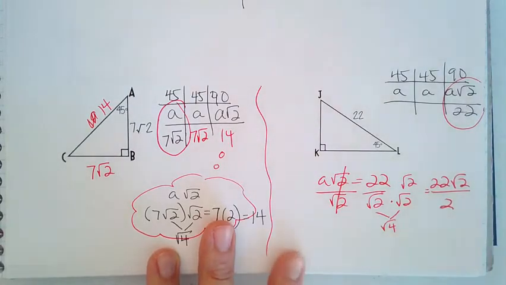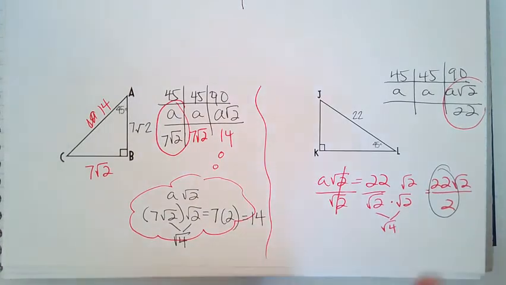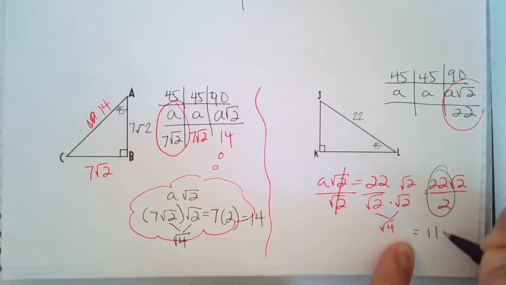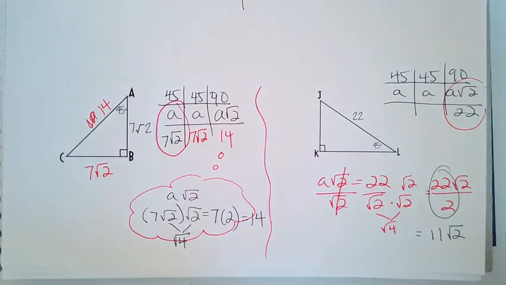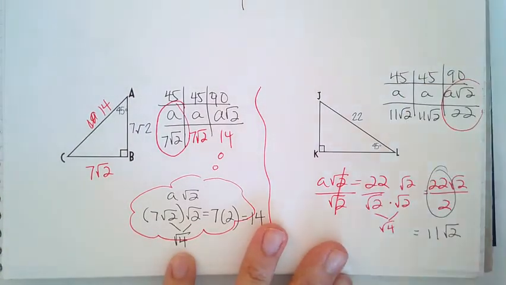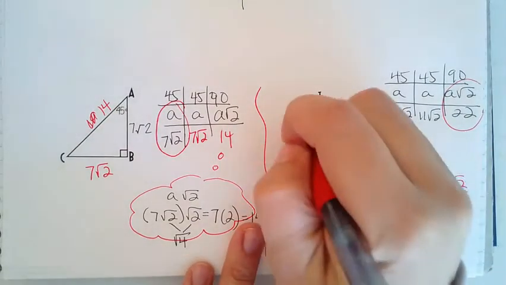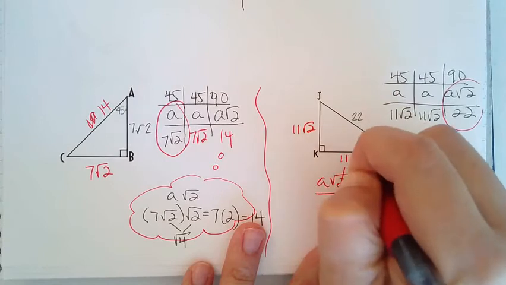Now this can simplify, right? My root 2 can't simplify, but 22 divided by 2 is equal to 11. Okay, so that means a is 11 root 2. So that means that this is 11 root 2, and this is 11 root 2.